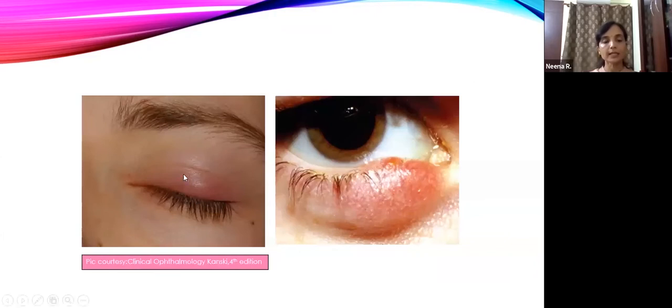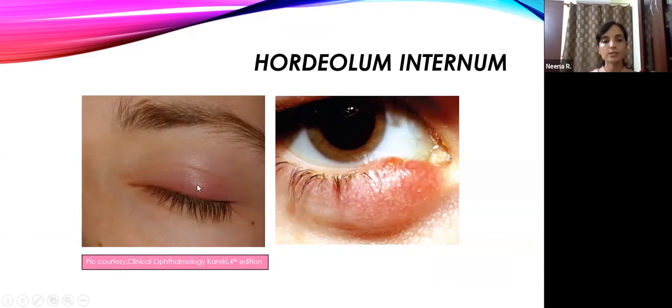Sometimes it can be an internal stye, which is known as hordeolum internum. This also often responds very well to topical antibiotics, but in cases with preseptal swelling or threat of orbital spread, you should start the patient on systemic antibiotics. If it is not responding and becoming a chalazion, you will have to do an incision and curettage.